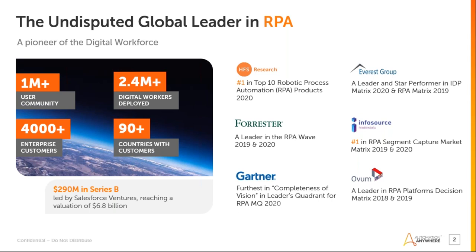And you can see that with the number of customers we work with. We work with over 4,000 plus enterprise customers, and we have deployed more than 2.4 million digital workers. What that means is 2.4 million bots are built and deployed in the production environment. And we have a vibrant developer ecosystem. So that's where you can see that we work with more than 1 million plus user community. That's a very active community in which you can post your questions and learn a lot of ways in which you can automate your processes.